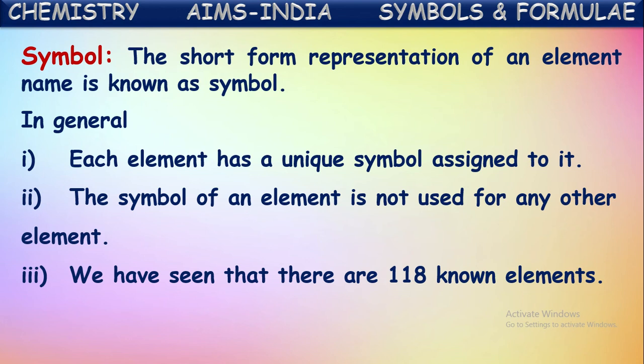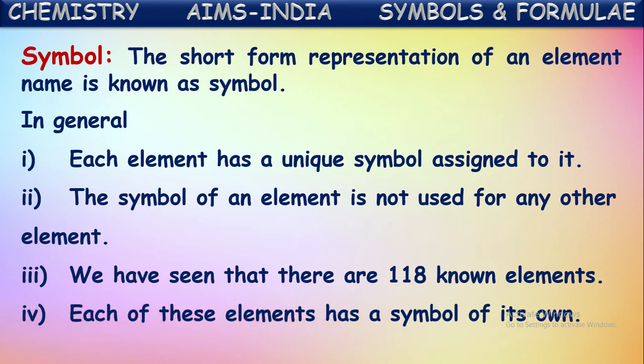We have seen that there are 118 elements known so far. Each of these elements has a symbol of its own. As we told, there are rules in writing the symbol of an element. If two or more elements have the same starting letter, then to avoid confusion, Berzelius suggested that along with the first letter, a second prominent letter is also taken into its symbol. So finally, all the elements have their unique symbol.